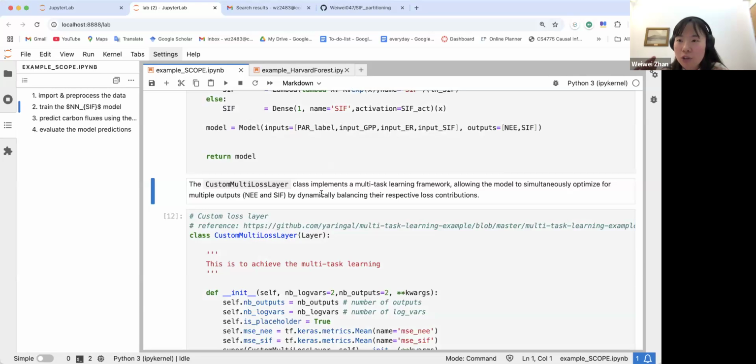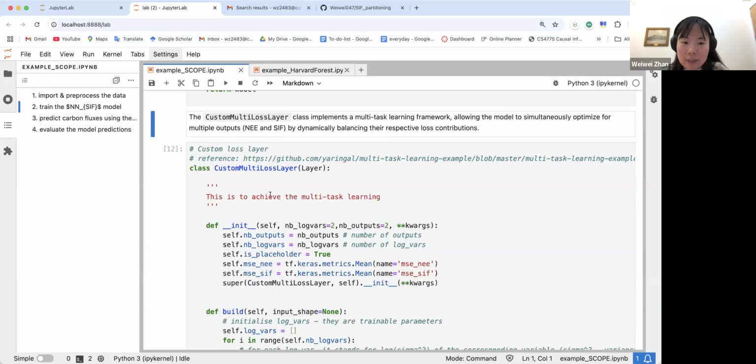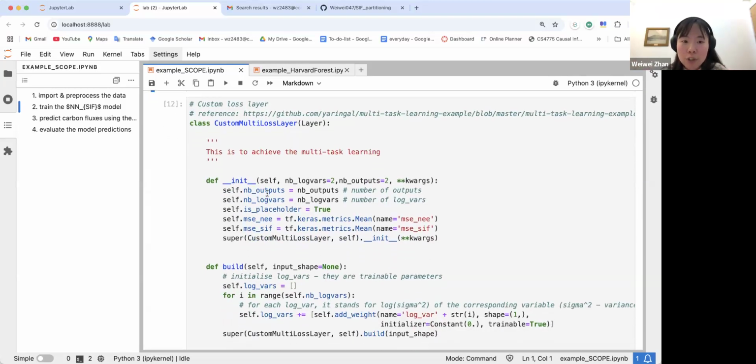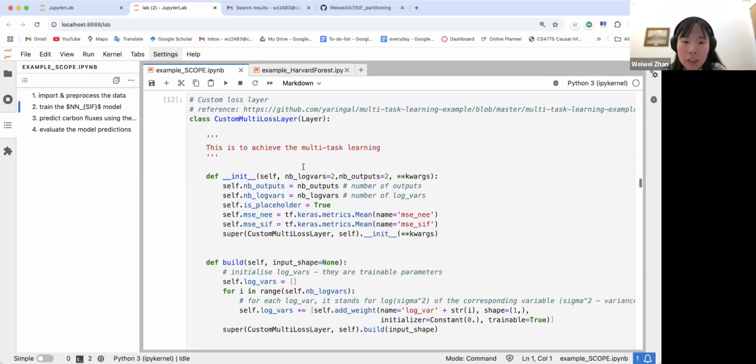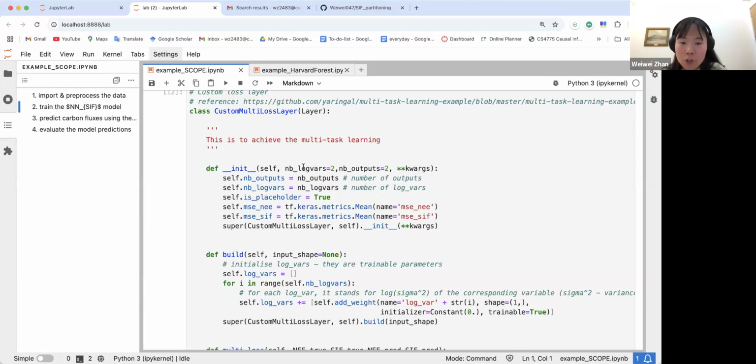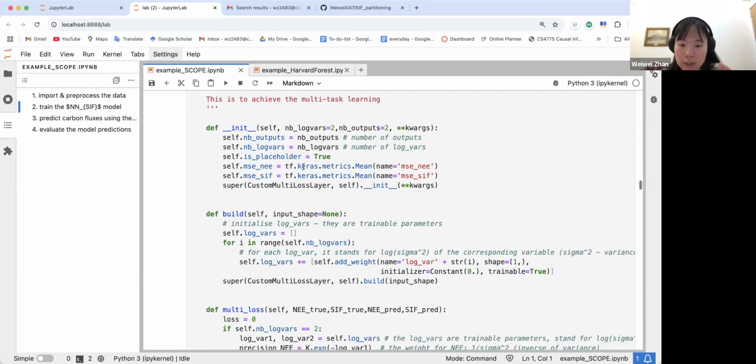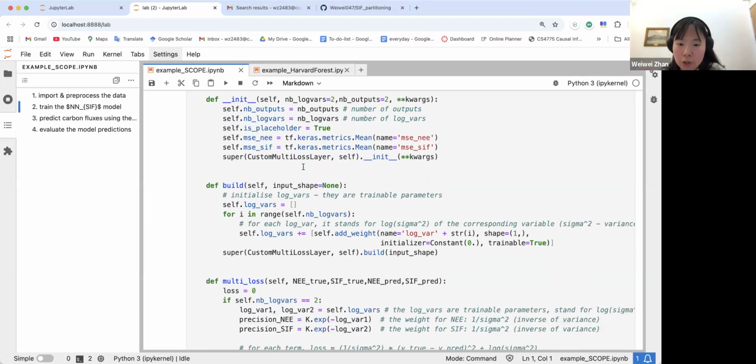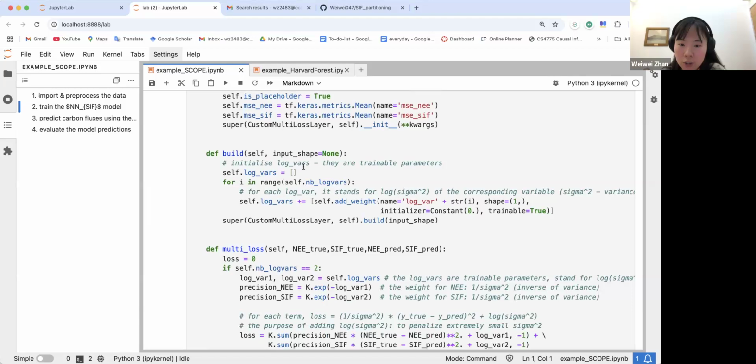But it's not sufficient to just define a model, because in this way, we can only get model estimates. We do not know how to train this model. So right now, we need a loss function to link our model estimates to real observations. And here we are using two model outputs, and it's tricky how to balance these two components. We want to decrease both. So here we use a custom layer to achieve the multitask learning. So basically we want to minimize both the loss for NEE and also the loss for SIF, but the weights for these two terms are weighted by the uncertainty of the data.